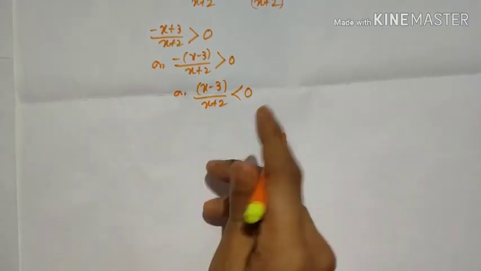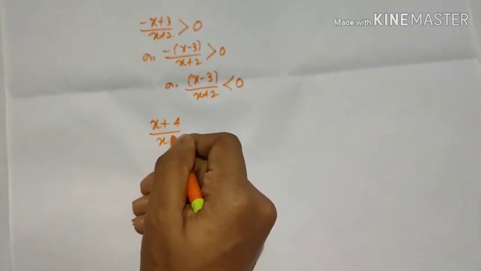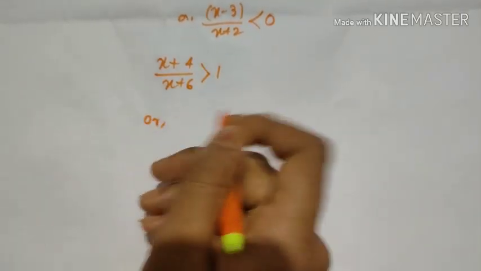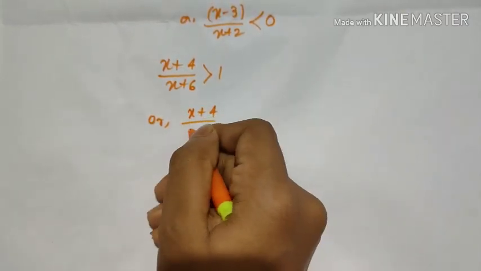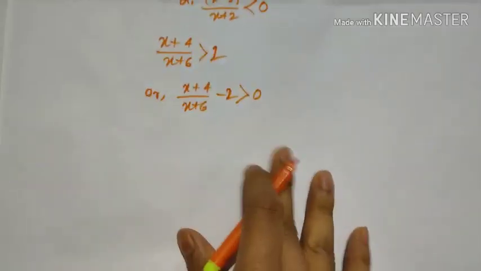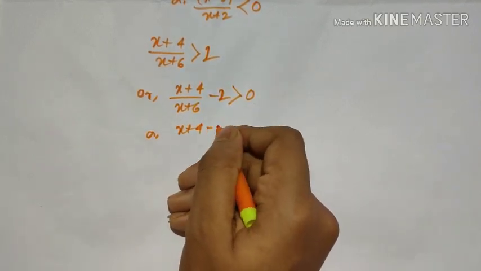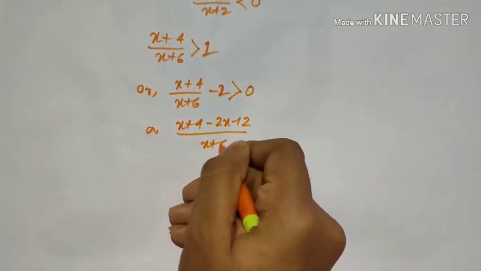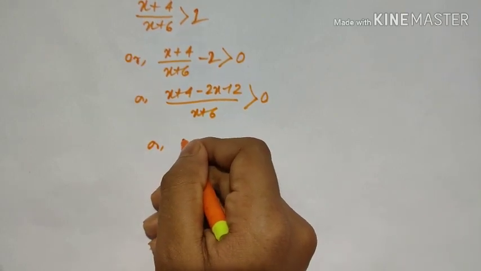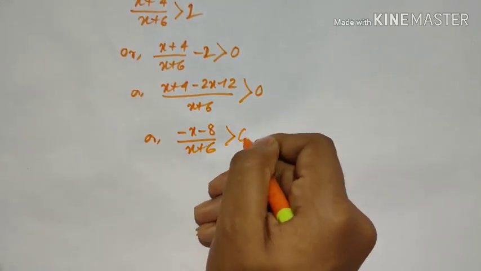Now let us consider a problem. If such a problem is given, like (x+4)/(x+6) greater than 1, first of all we have to form the equation, greater than 2, or we have to form such types of equation, or here we will get (-x-8)/(x+6) greater than 0.